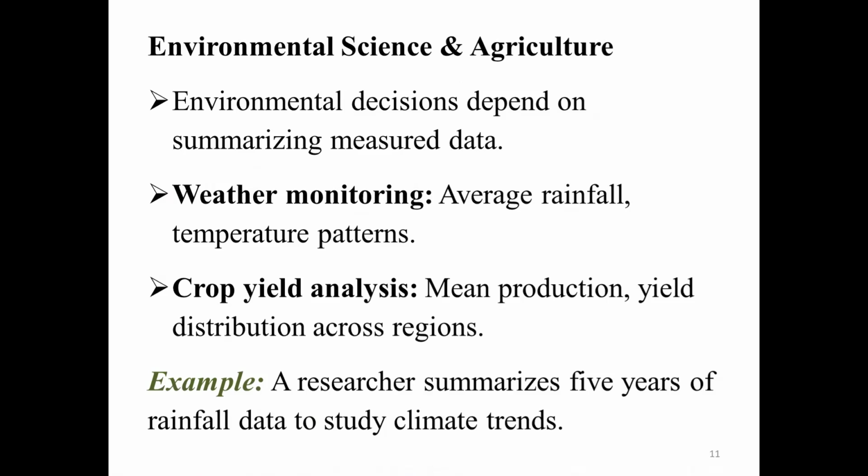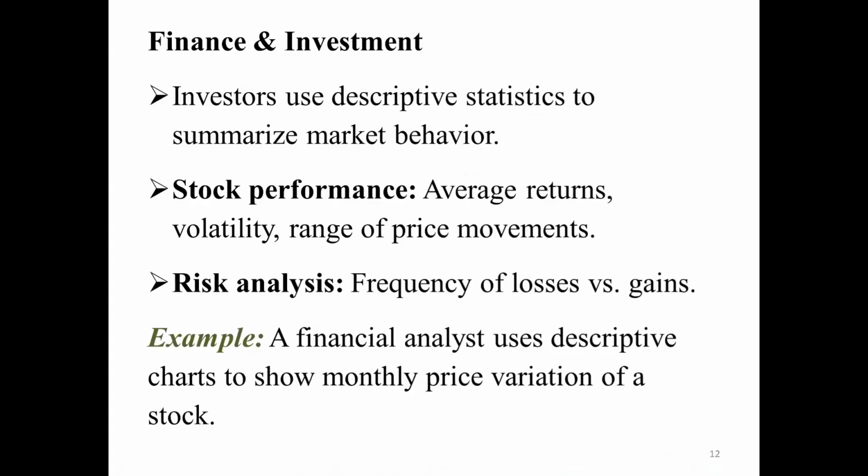Also, in crop yield analysis, you can be looking at the mean production, the yield distribution across regions, and their patterns. So, a researcher in agriculture, for instance, can use descriptive statistics to summarize the 5-year rainfall data to help him or her to study climatic trends.